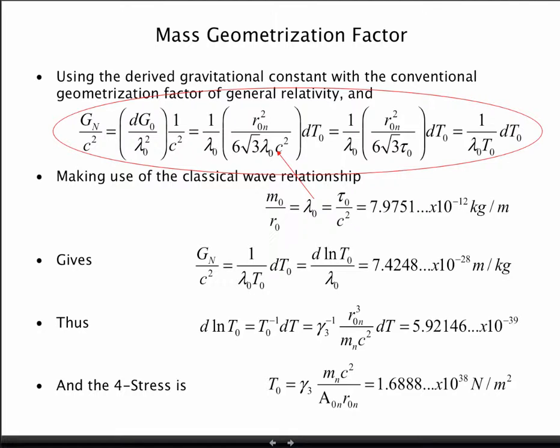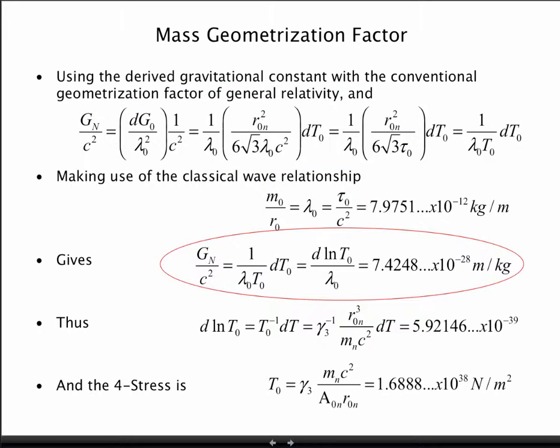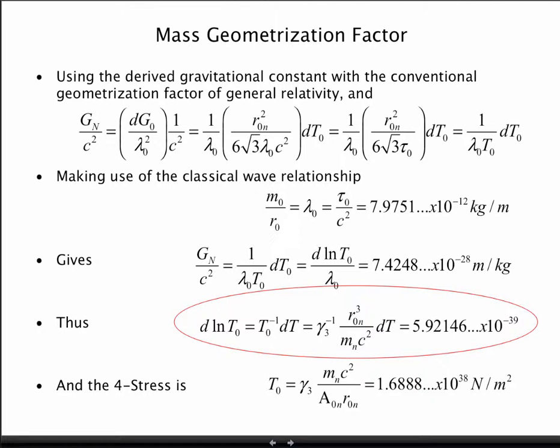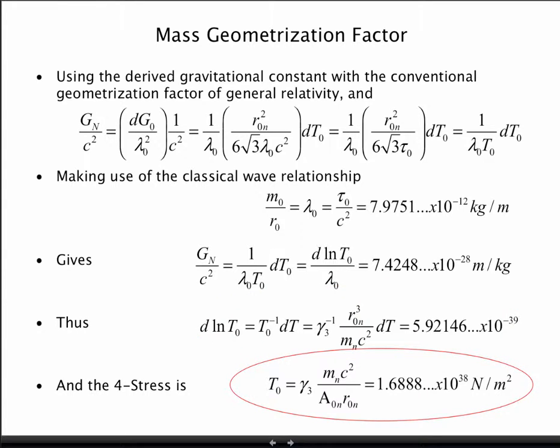Substituting our derived form for Newton's equation into the mass geometrization factor used in general relativity, making use of the classical wave relationship shown, shows it to be equal to the differential of the natural log of the expansion force stress divided by the linear inertial density. Thus, the natural log differential evaluates as shown here. The force stress of expansion is here.